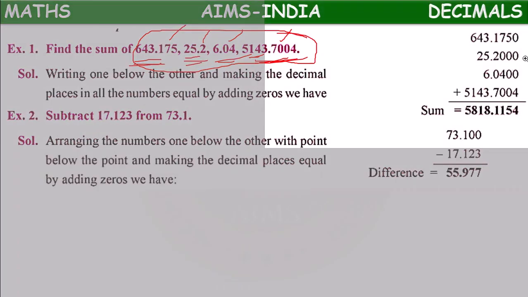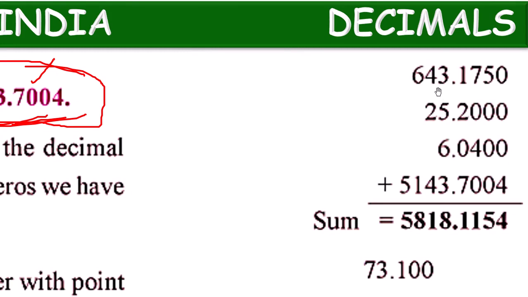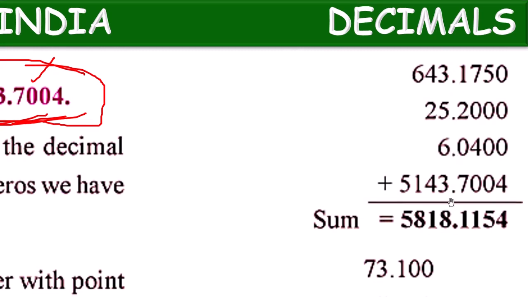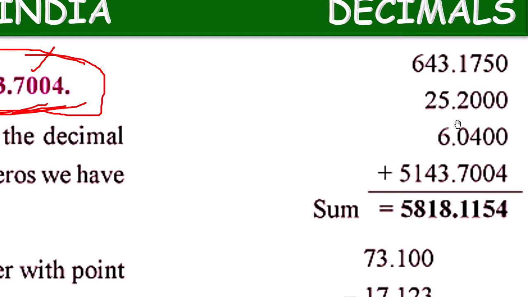So how to write them? We can keep zeros, as many zeros as we want. Point below point, all points to be in a vertical line, so that in the result also the point will be in the same vertical line. After 4 decimal places we have the point, and in the result also after 4 decimal places we should keep the point. Now we can add all, and we will get the answer.